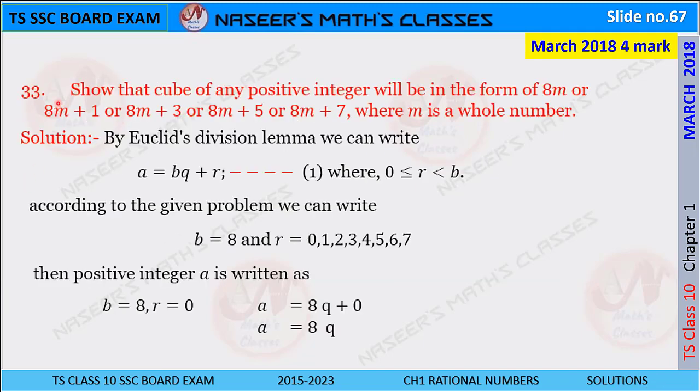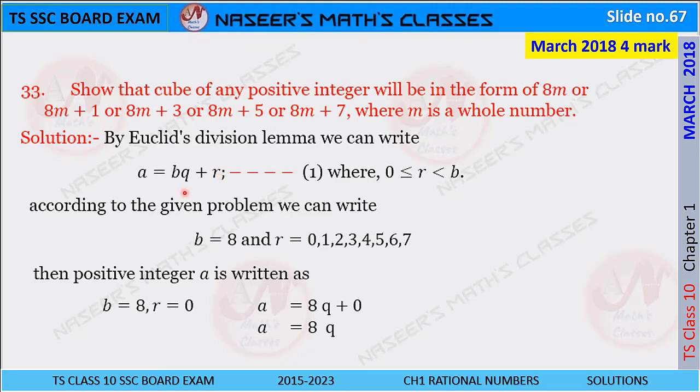Now we are going to solve the 33rd problem. Show that the cube of any positive integer will be in the form of 8m or 8m plus 1 or 8m plus 3 or 8m plus 5 or 8m plus 7, where m is a whole number. This is for 4 marks, March 2018. We can prove this one by Euclid's division lemma.